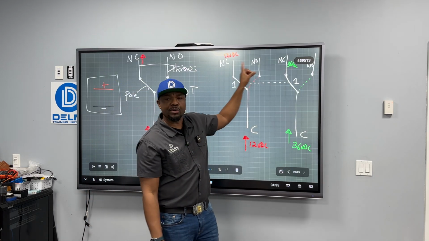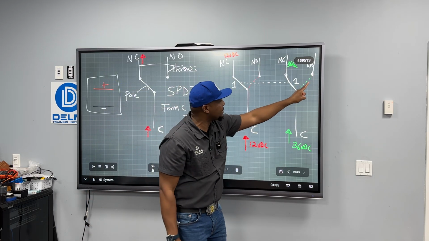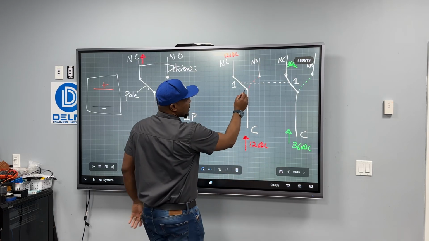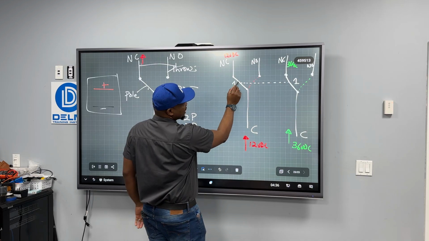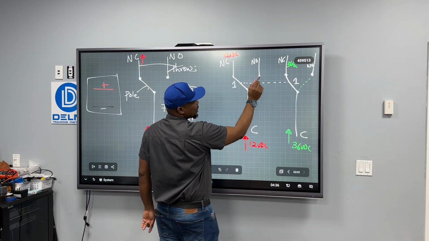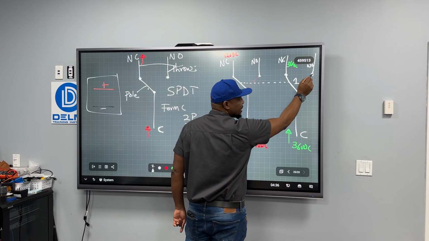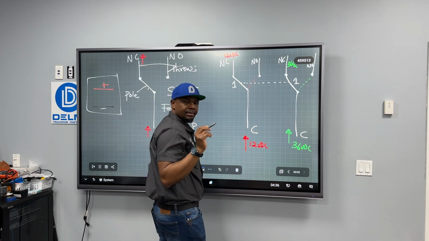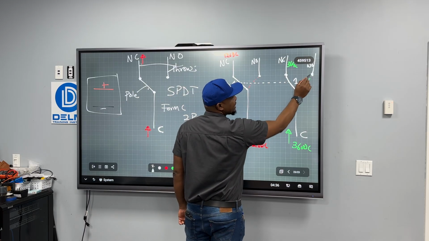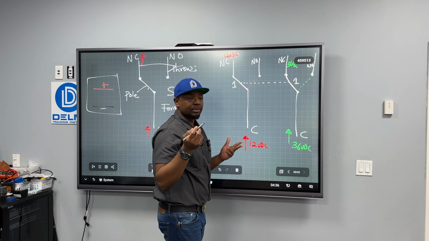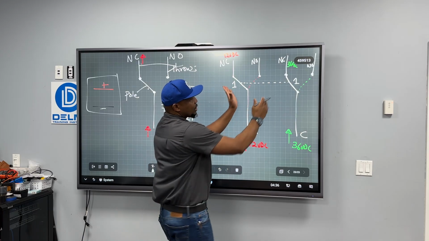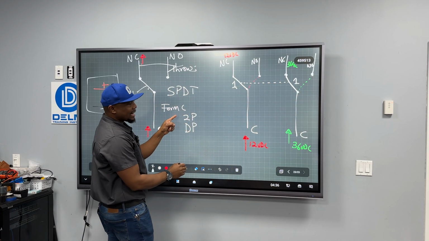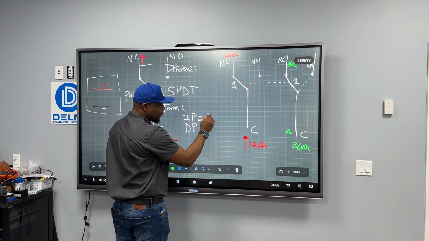Now, how many throws do we have in the system? We don't have 4 throws. Because if we had 4 throws, it would mean that this pole could touch here, here, here, and here. But that's not the case. This can only touch here and here, and that's it. So that makes it how many throws? We have only 2 throws, because remember, they're both moving together. And that is why we have 2 throws.